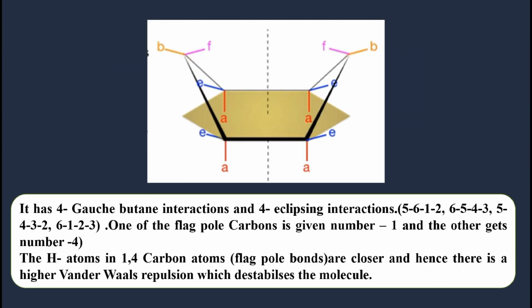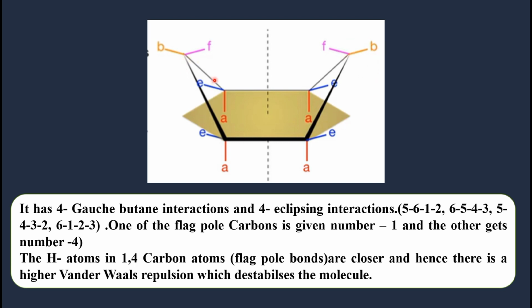This boat form has a C2 axis of rotation at the center, and as we have discussed, there is flagpole interaction and eclipsing interactions between axial and equatorial bonds. Apart from all these repulsive interactions, there are 4 gauche-butane interactions present in this molecule. Consider this carbon as 1, 2, 3, 4. If you consider this portion of the molecule, this looks like n-butane, where with respect to this C-C single bond, these 2 bonds have gauche-butane interaction.